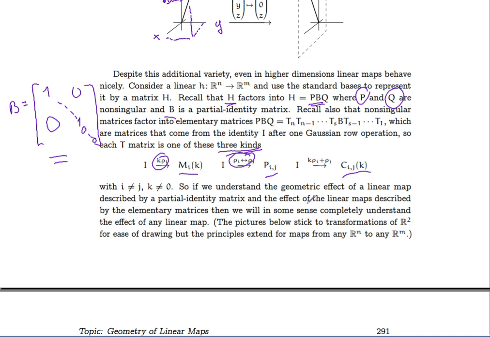So as it says here, if we understand the geometrical effect of a linear map described by a partial identity matrix and the effect of the linear maps described by elementary matrices, then in some sense we'll completely understand the effect of any linear map.